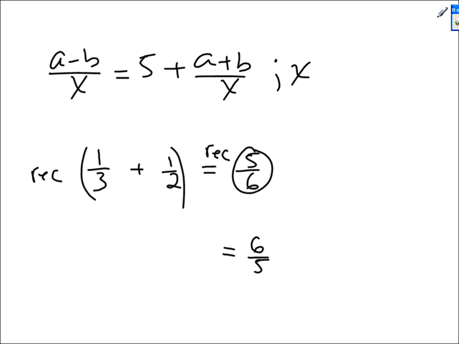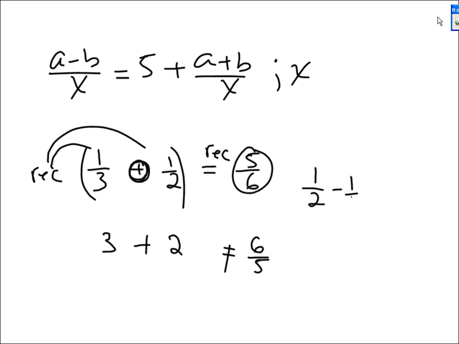But now, reciprocal does not distribute over plus. That is, you can't take the reciprocal of 1/3, which is 3, plus the reciprocal of 1/2, which is 2, because 3 plus 2 is 5, and it doesn't equal 6/5. You can't distribute reciprocals over addition. That is, first you would actually have to do the addition or subtraction. Our 1/2 minus 1/3 is 1/6.